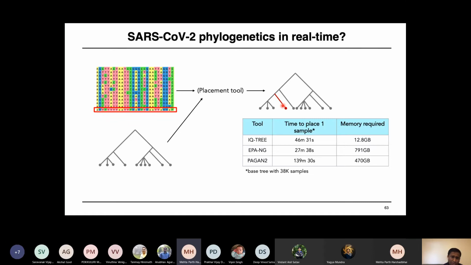But unfortunately, with the currently available tools, this is actually really slow. It takes tens of minutes to do it for a single sample, by the way, just one sequence. And it also takes a lot of memory to do this with the currently available tools. By the way, I'm talking about only a 38,000 sample tree. Now we have, like I showed you, more than 140,000 sequences. So it's going to be a lot slower. But this is nowhere close to real-time constraints, right?